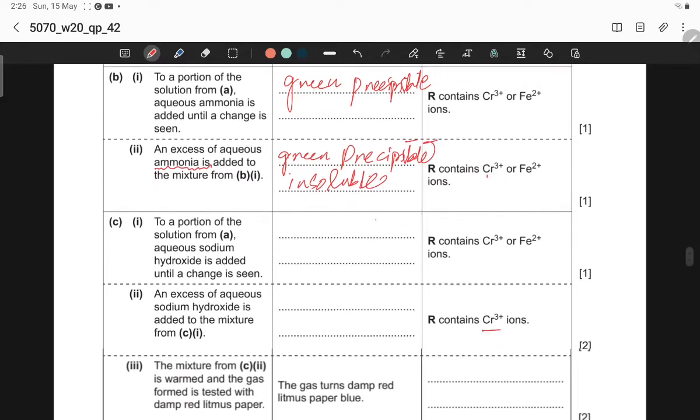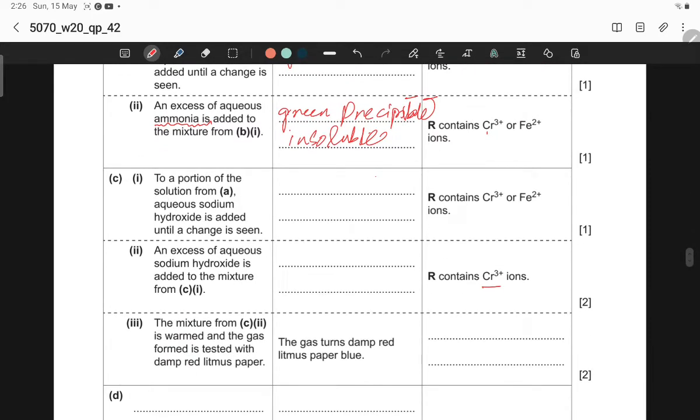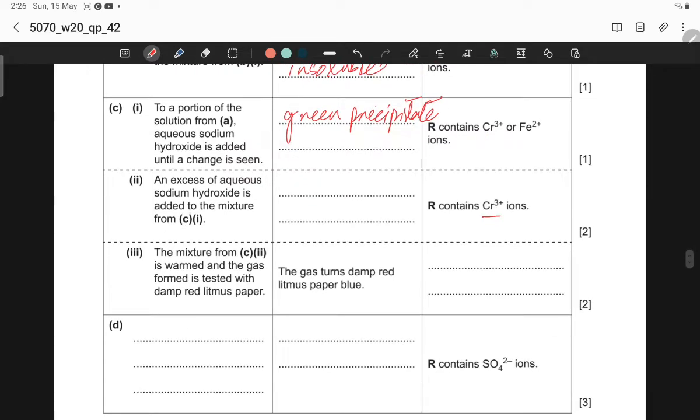To the portion of solution A, aqueous sodium hydroxide is added until a change is seen. Green precipitate. An excess of aqueous sodium hydroxide: R contains 3 positive ions. The green precipitate dissolves if chromium ions are present. Green precipitate dissolves.